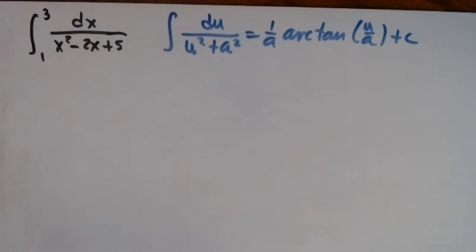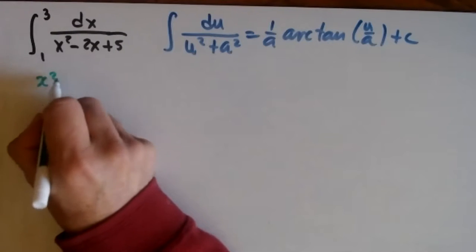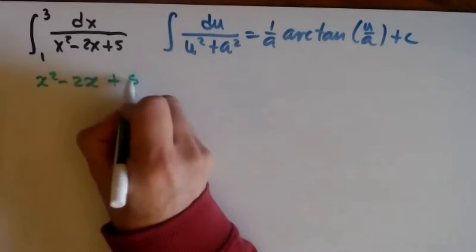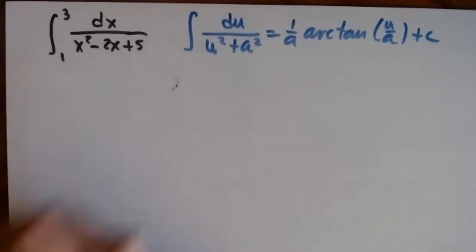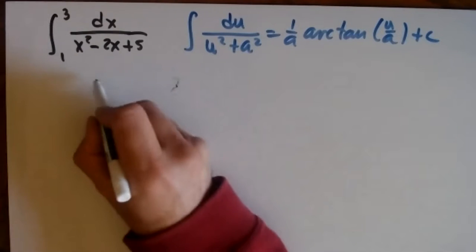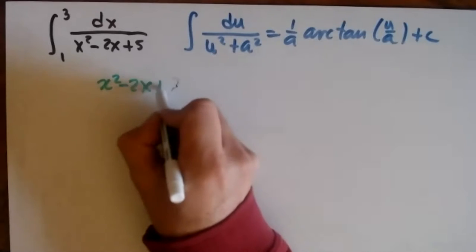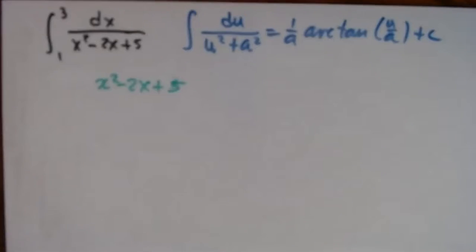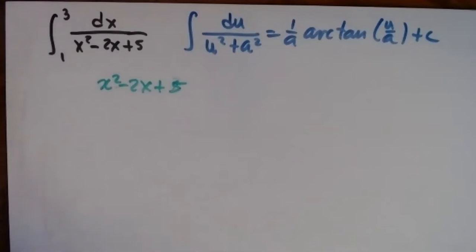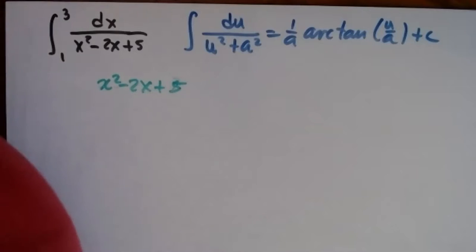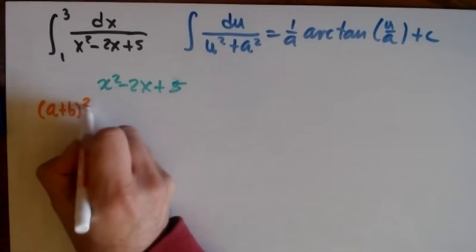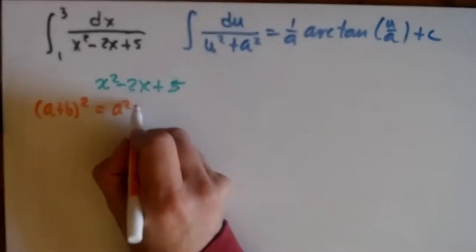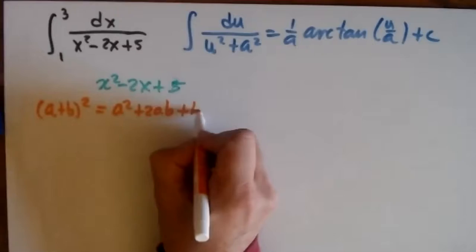So I'm going to do my algebra. X squared minus 2x plus 5. Okay, so let me just put this a little bit right. So x squared minus 2x plus 5. And I'm going to do my formula. So, this is a different color. (a plus b) squared equals a squared plus 2ab plus b squared.